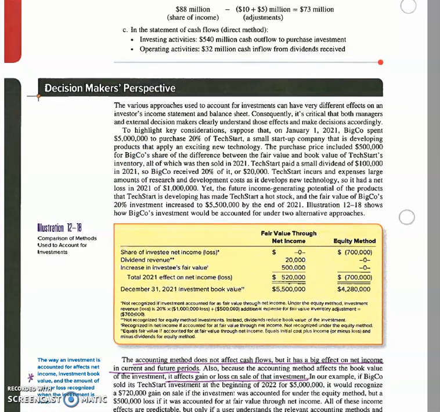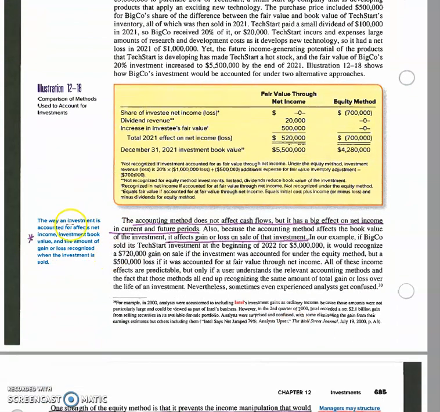Few things I want to point out to you. One, right down here, the way an investment is accounted for affects net income, investment book value, and the amount of gain or loss recognized when the investment is sold. Now remember, it affects what year many of those things are reported in. Ultimately, the total amount of gain or loss is the total amount of gain or loss. It's just what year it shows up in is affected by how we account for it.